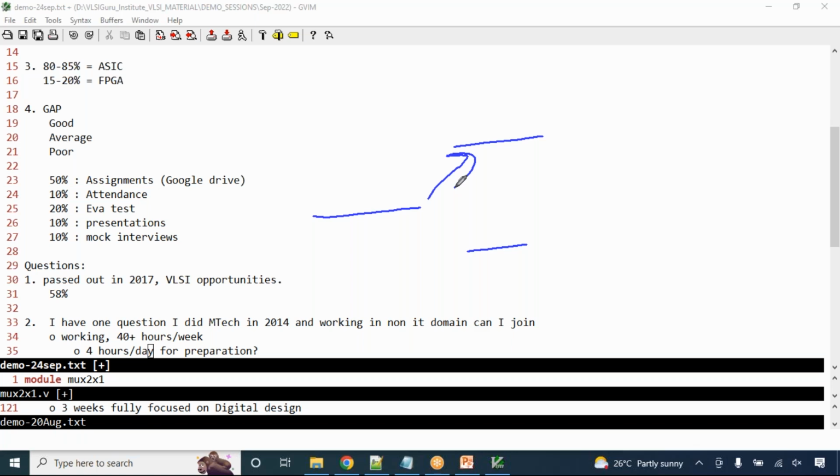Eventually everything will be good, right? If you're completing assignments, you'll do well in the evaluation test, you will do well in presentations and mock interviews, and eventually you will also get the placements. Now the other thing you can do is, part of the time you can attend online, then you can move to offline. Everything is possible. Let's say you come for 1 month to Bangalore, attend, then again you go back to Mumbai and attend online. That is also possible.